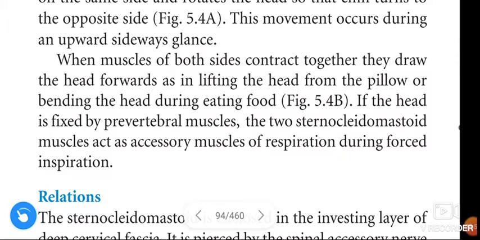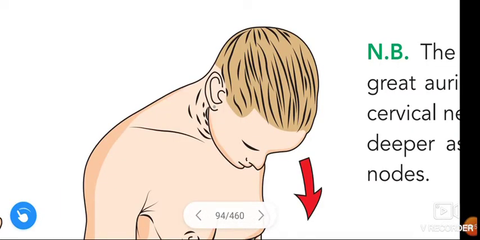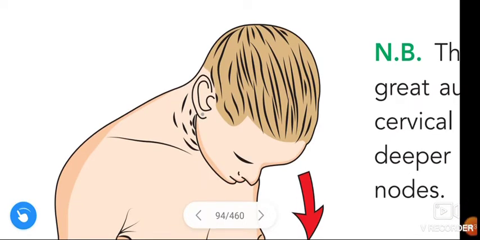Okay, I will show you the figure. See this figure. This figure shows that both the sternocleidomastoid muscles, that is on the left and right side, contract at the same time, which lifts the head forward and downward, and it helps during eating. And when the two sternocleidomastoid muscles attach to the prevertebral muscles, they act as accessory muscles for respiration during forced inspiration.